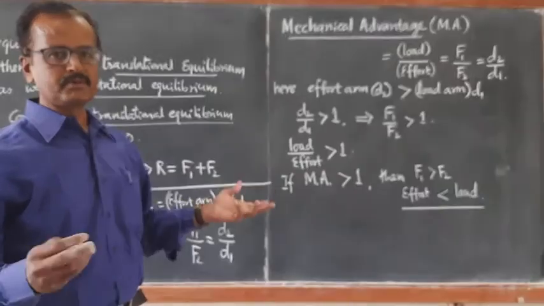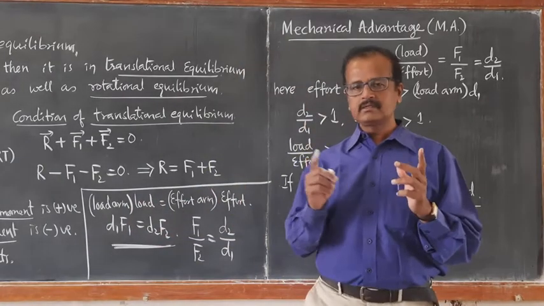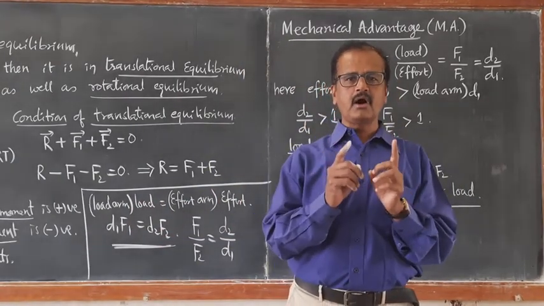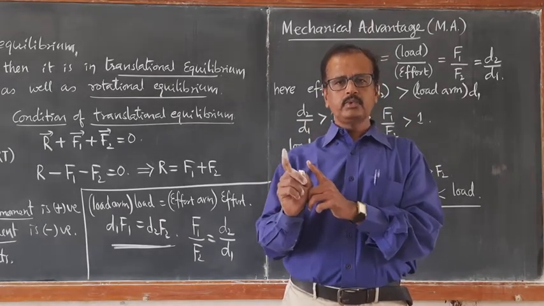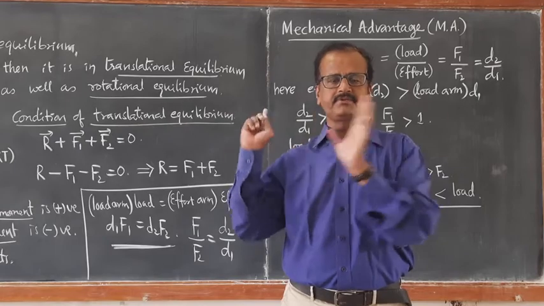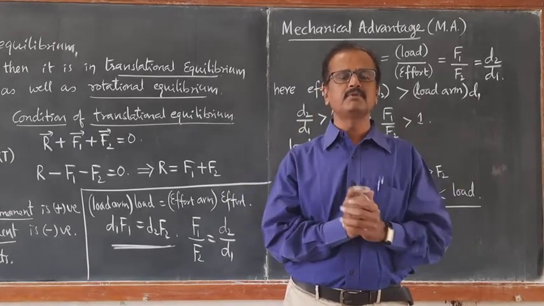Okay. So principle of moments from this discussion is product of load arm and load is equal to effort arm into effort. F1 D1 equal to F2 D2. This is called as principle of moments.